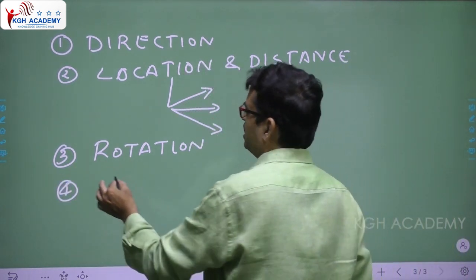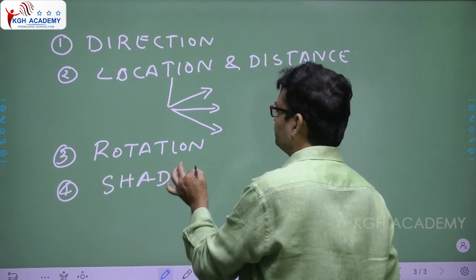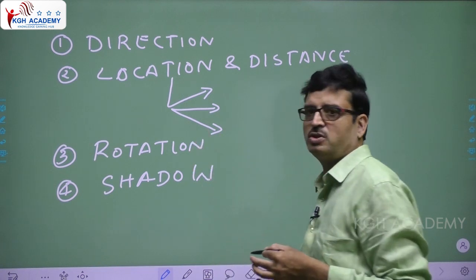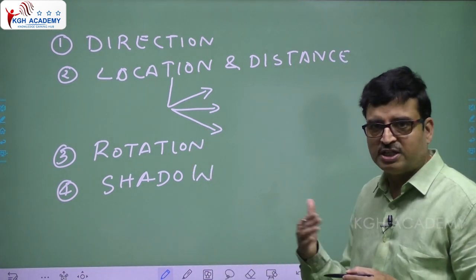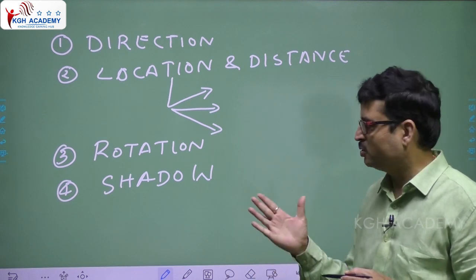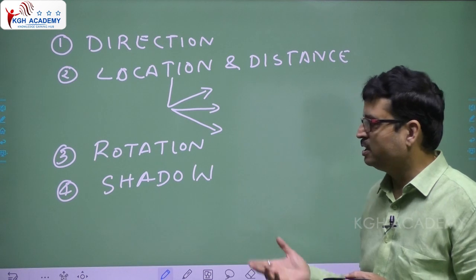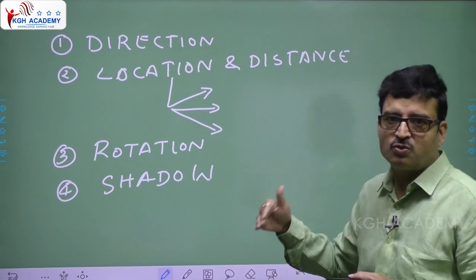Fourth one, please note, shadow model. Questions on shadow. So direction model, facing which direction? Distance model, location model, then rotation model, which direction is rotated, and the shadow model. These are the basic models. Now we'll discuss one by one.